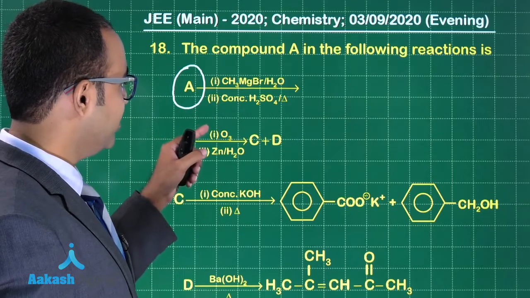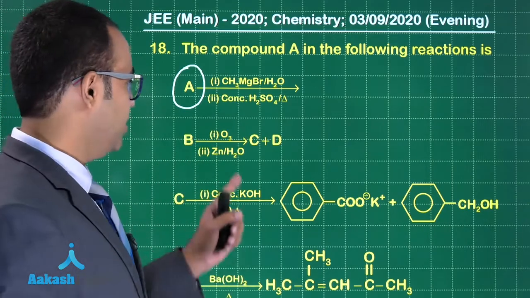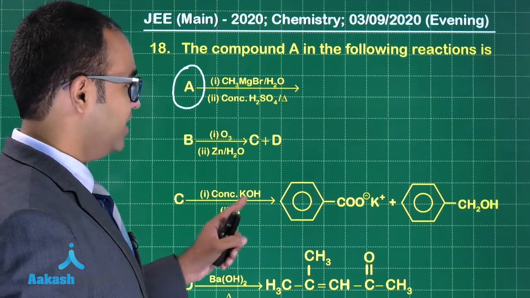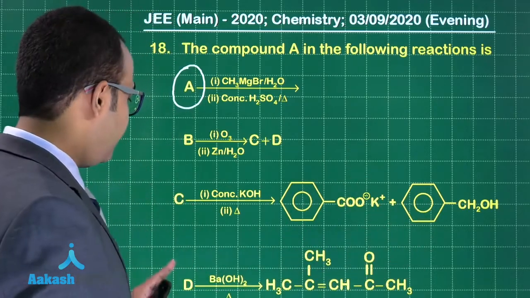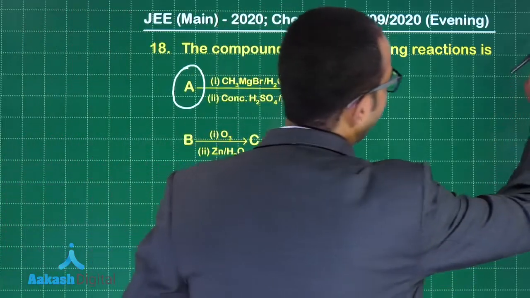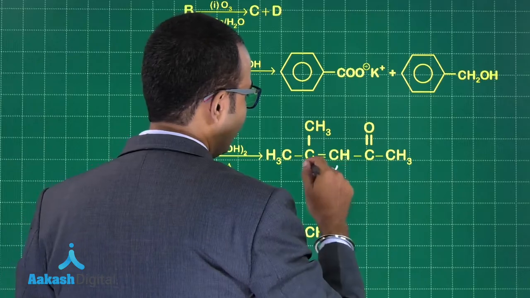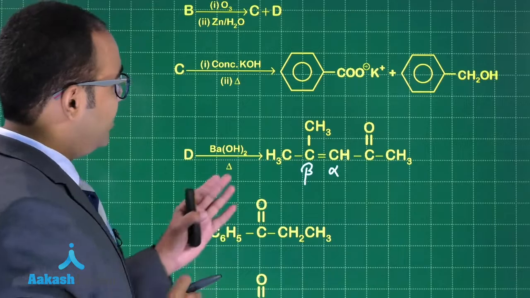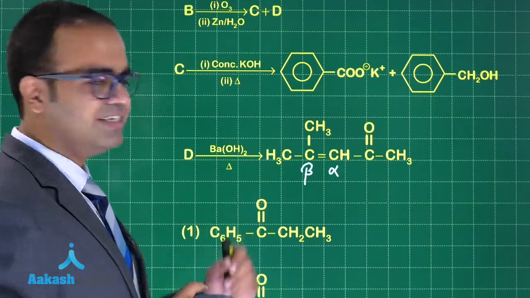B, when treated with O3 in presence of zinc and H2O, so you're carrying out reductive ozonolysis, you're getting C and D. C with conc. KOH is giving you potassium benzoate and benzyl alcohol. D with barium hydroxide is giving you an alpha beta unsaturated ketone. If you observe the last reaction very carefully, what reaction is this?